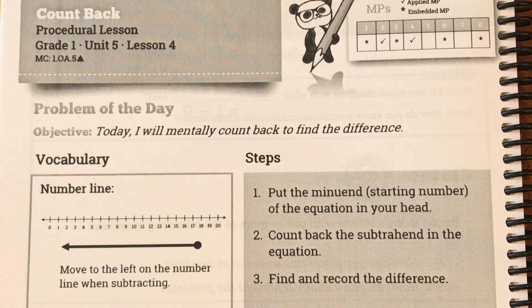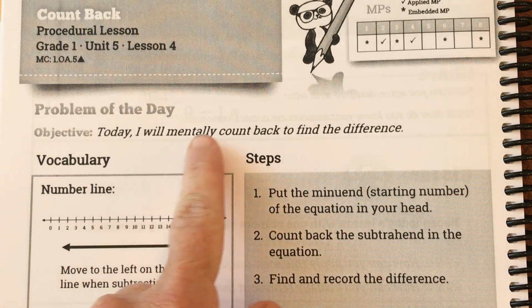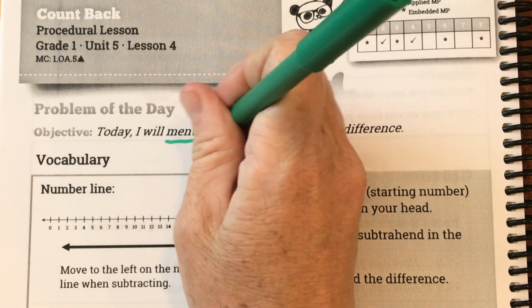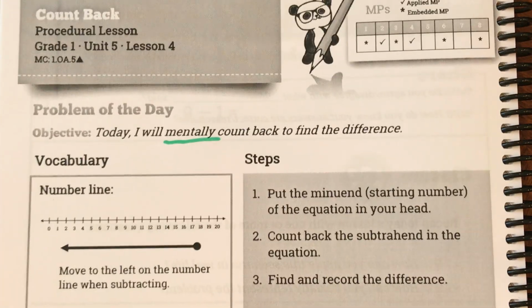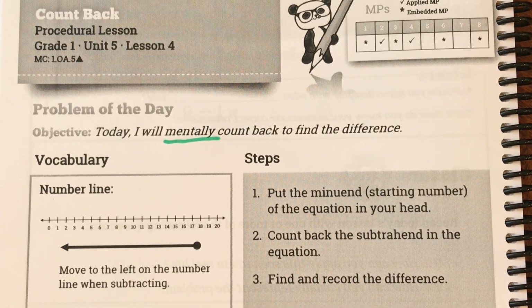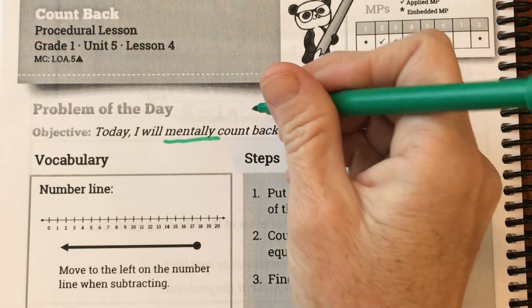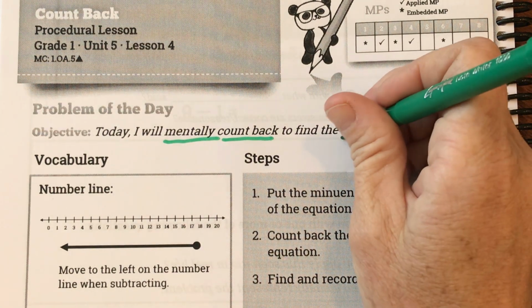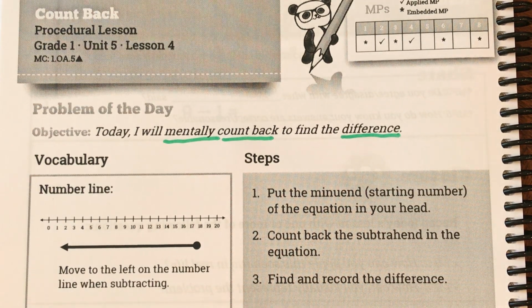We're on page 17. And our objective today is I will mentally count back to find the difference. Okay, so a few things here. Mentally usually means we're going to do most of it in our head. And count back is going to be our strategy. We're going to be counting backwards, kind of like we did with the number line, but instead of using a number line, we're just going to be counting. And find the difference means we're finding a subtraction answer.